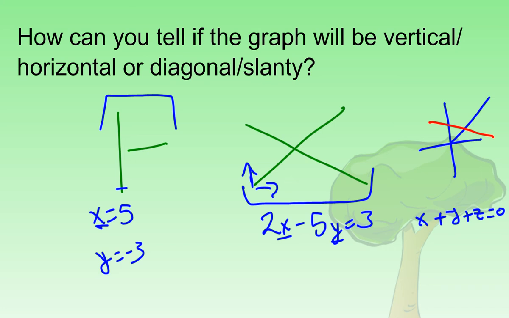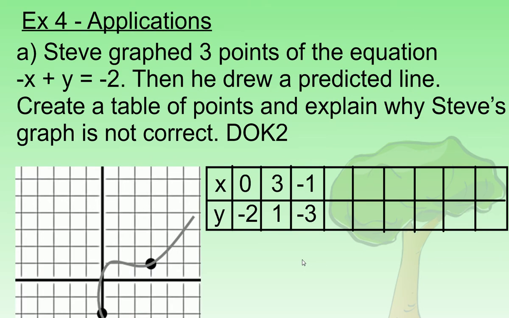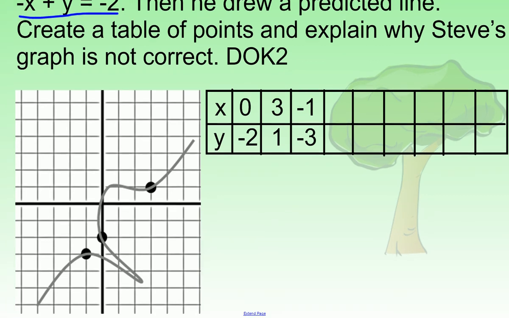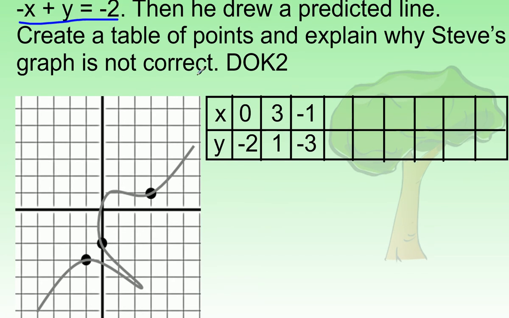Okay, so here's example 4. It says Steve graphed 3 points of an equation, negative x plus y equals negative 2. Okay, so that sounds important. Then he drew a predicted line. So Steve graphed those 3 points, there's this table here, and then he predicted that this is the line that goes through those points. I mean, it does go through the points. We want to create a table of points and explain why Steve's graph is not correct.